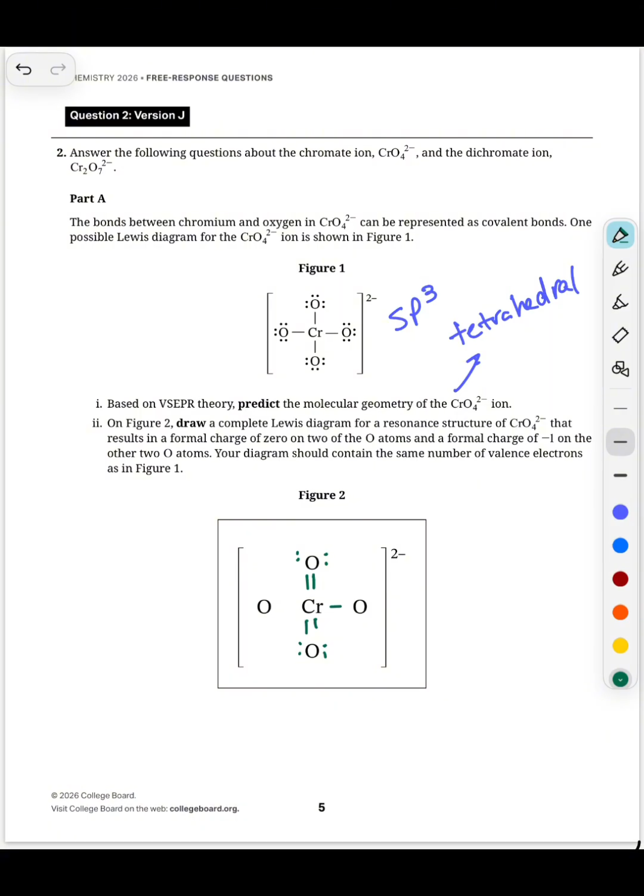So the remaining ones are going to look like this. They don't want you to calculate the formal charge, they just want you to complete the diagram. Let's tidy this up a little bit. So then these ones on the top and the bottom are both 0 for their formal charges, and the ones here on the sides, those are where you actually bear the -1 formal charges.